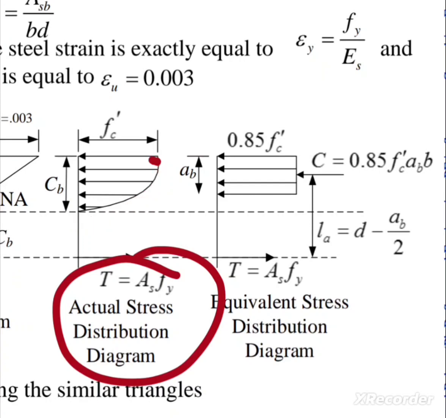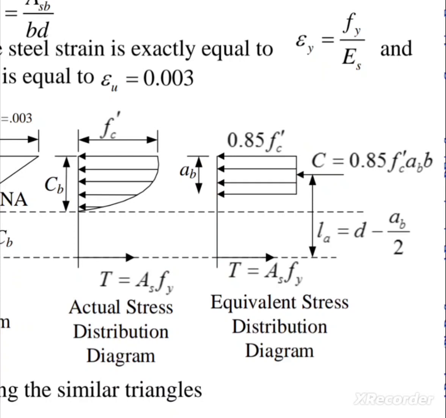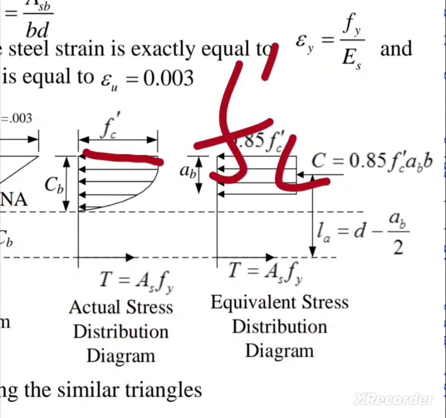So the distance from the neutral axis to the upper fiber is CB. C is a distance and subscript B shows the balance condition. In this, the magnitude is f'(c), meaning the concrete compressive strength. And at the lower fiber there will be steel, so steel will be in tension. If one side is in compression, then the other side will be in tension. The compression is taken only by concrete, and the tension is created only by steel.